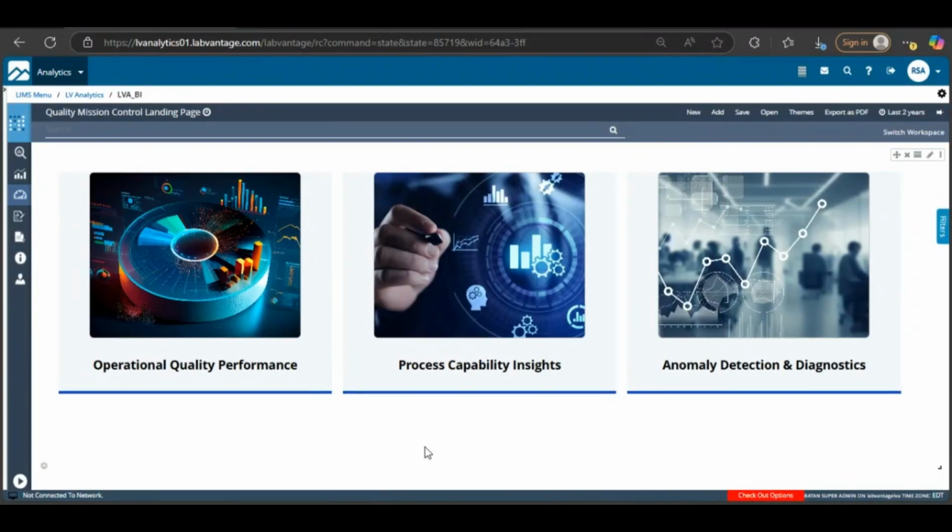Having a clear, real-time view of quality metrics is key to making fast, informed decisions in manufacturing environments. When quality issues arise, your team must be able to quickly pinpoint the root cause, assess process stability, and act before problems escalate or impact consumers. That's where quality mission control comes in.